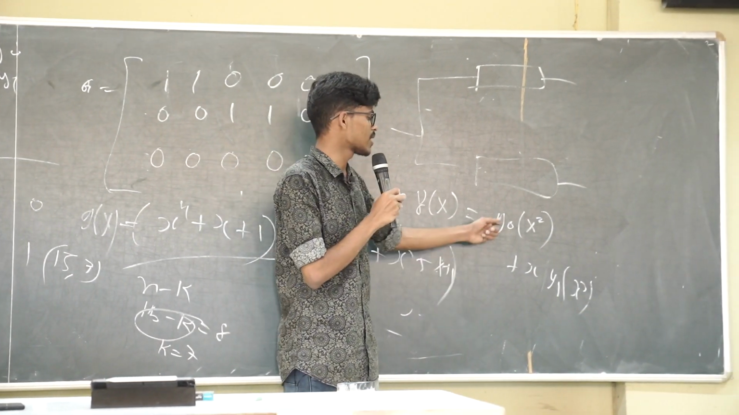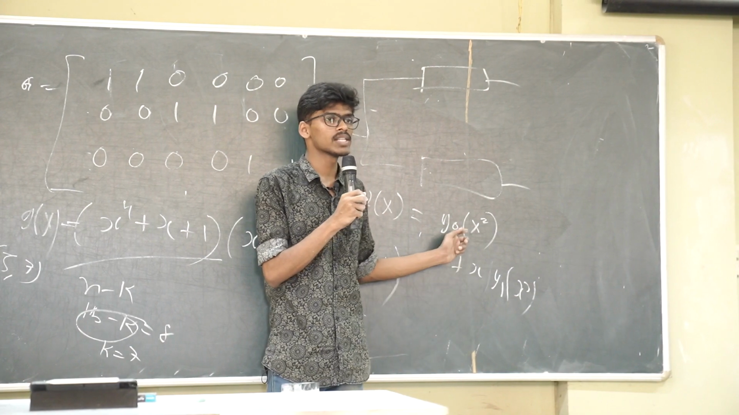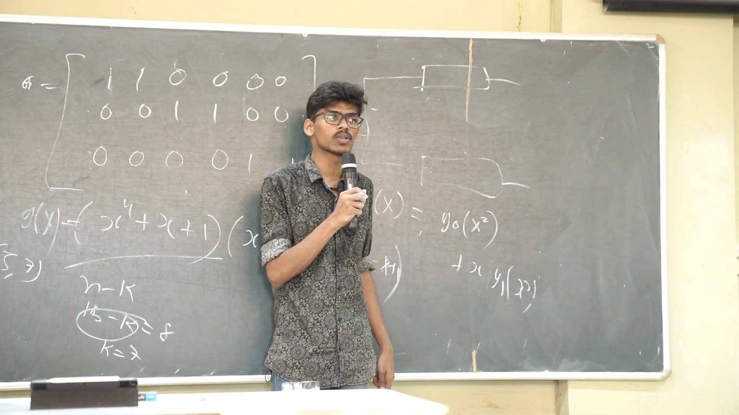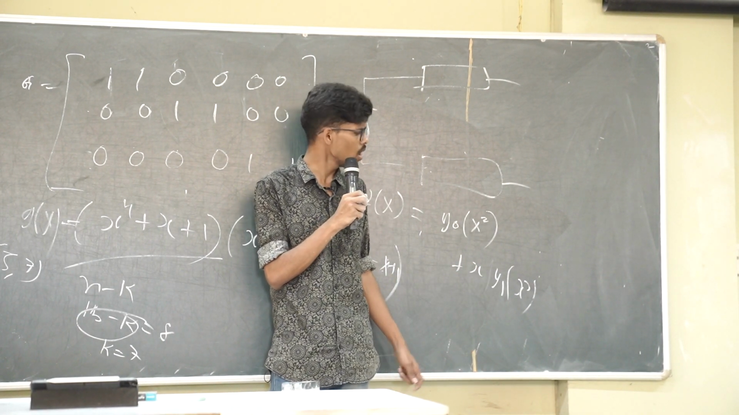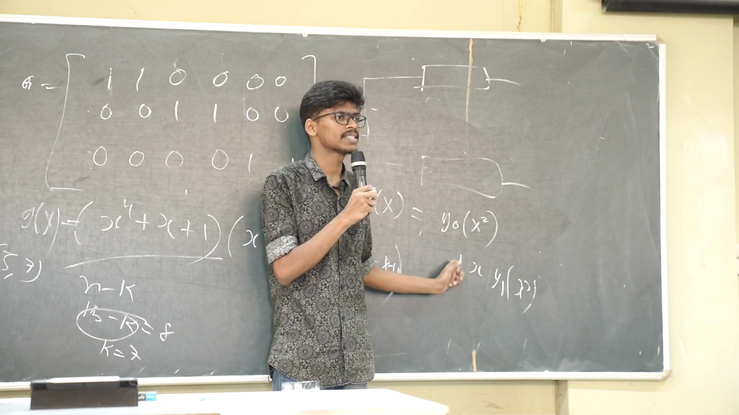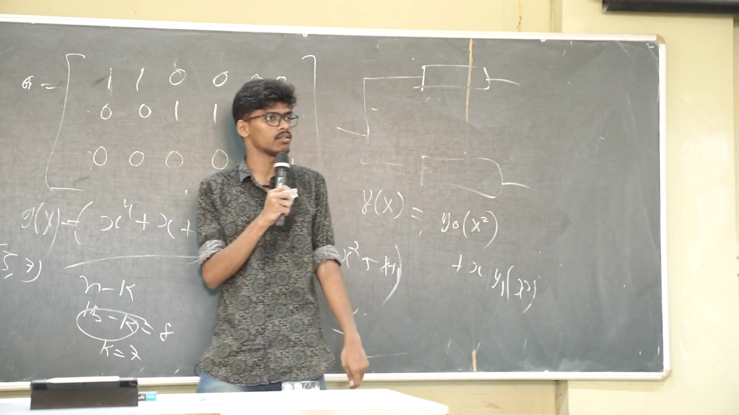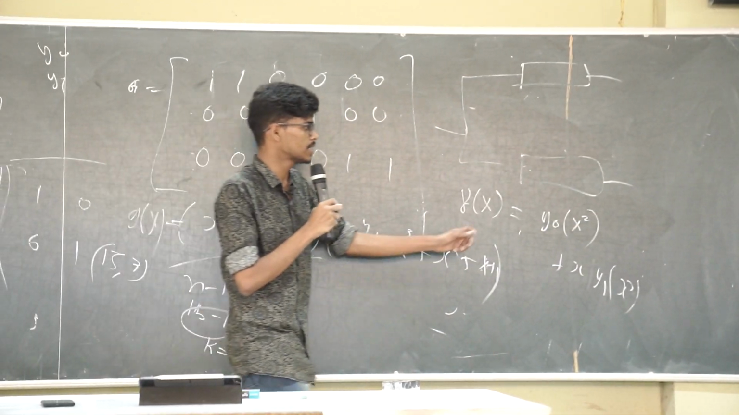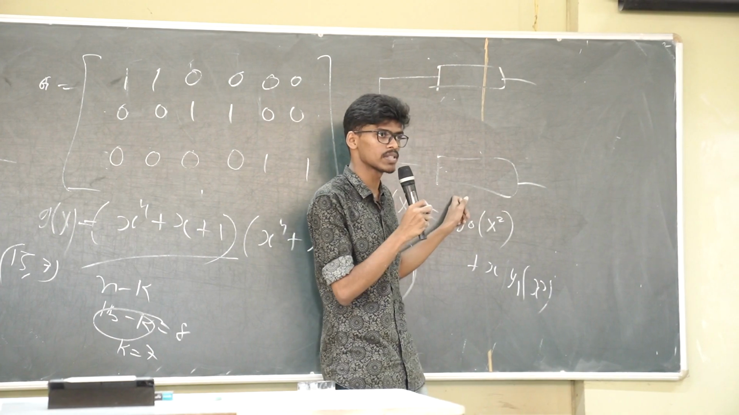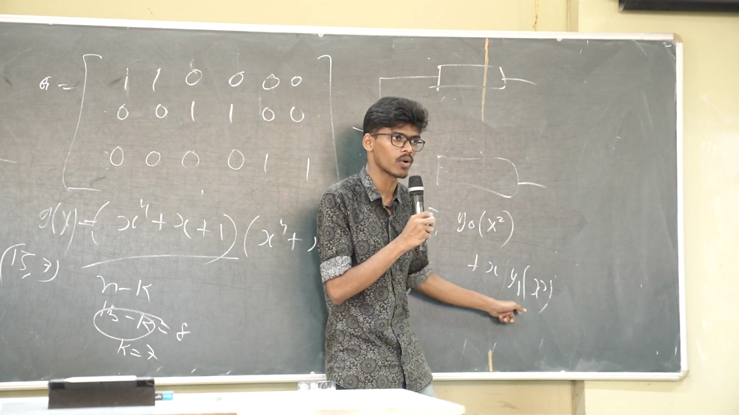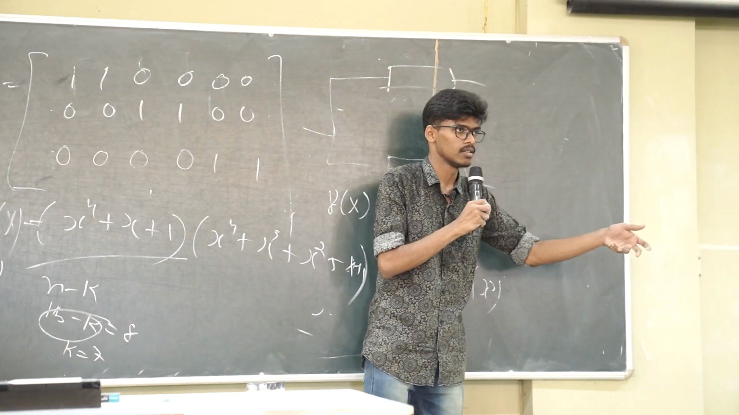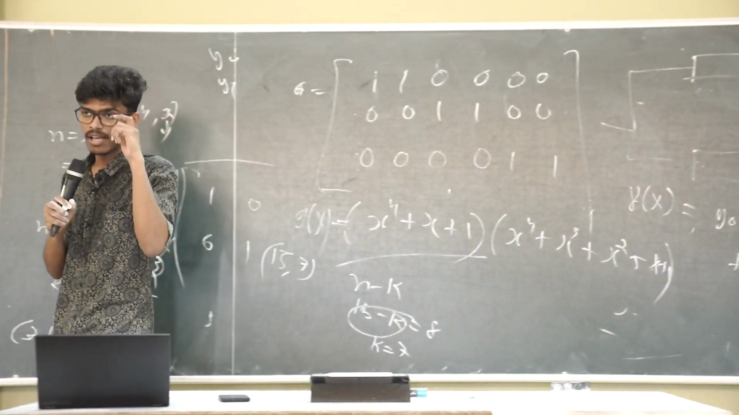Then how many of y0, y1 and y2 will be there? So y0 of x squared, x times y1 of x squared. No, this is just x. x into y1 of x squared plus x squared into y2 of x squared. This is x to the power 0, x to the power 1, x to the power 0. Here we are shifting 1 unit. Okay, that's it.